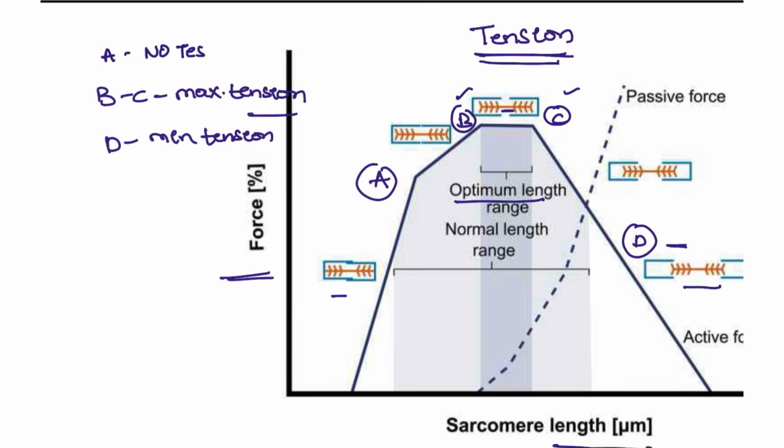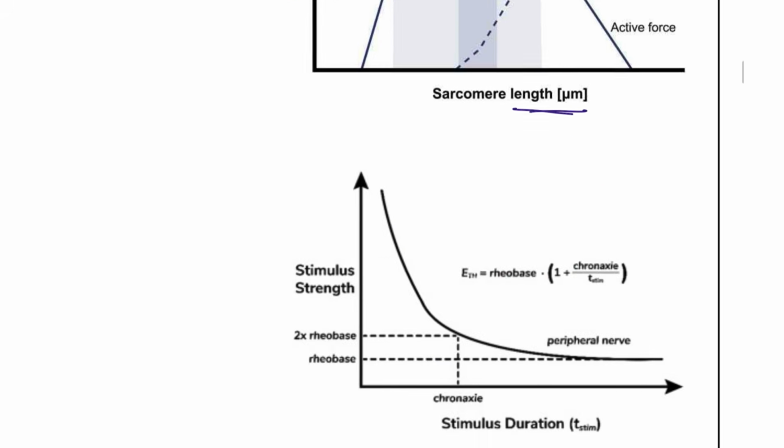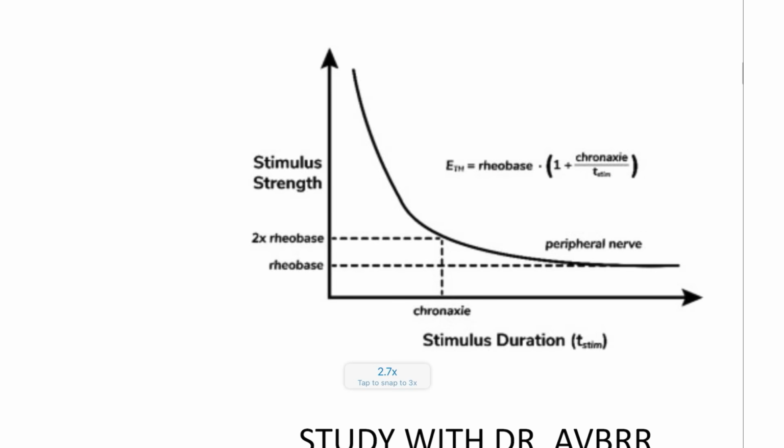There is no tension seen at the A because there is too much overlapping, that is, no tension is seen. This graph is a potential question to be asked in the examination. Next, rheobase versus chronaxie.